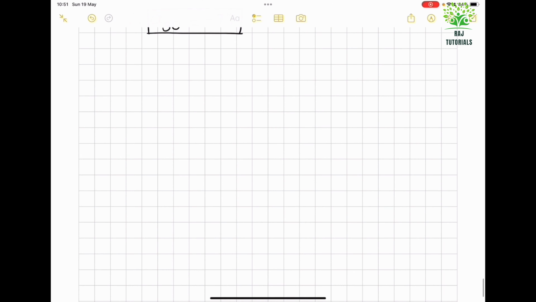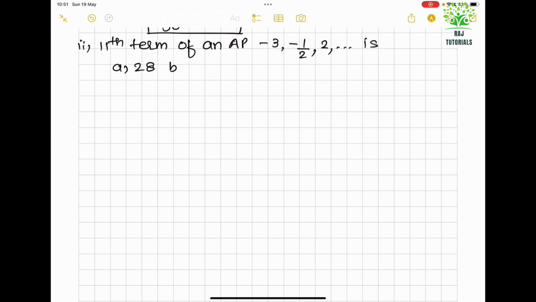Then the second one in that, it says the 11th term of an AP minus 3, minus 1 by 2, 2, and so on is. Option A is 28, B is 22, C is minus 38, D is minus 48 and 1 by 2.